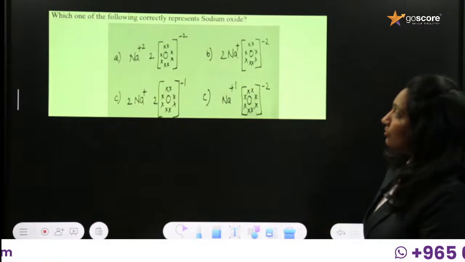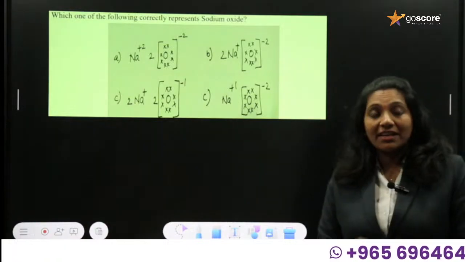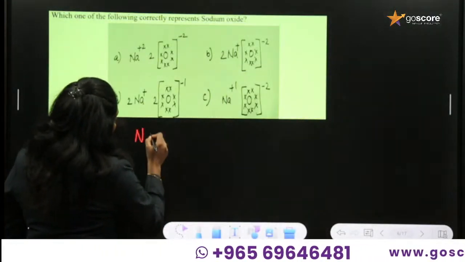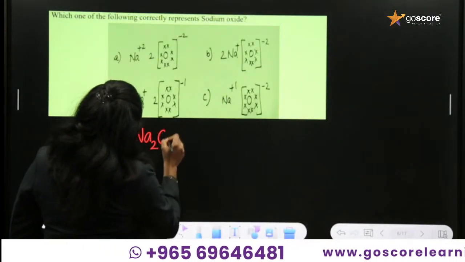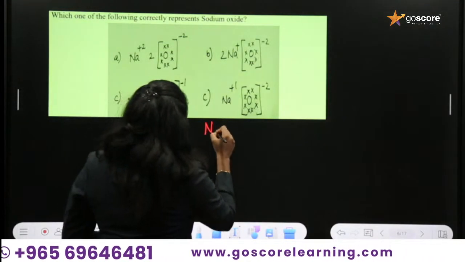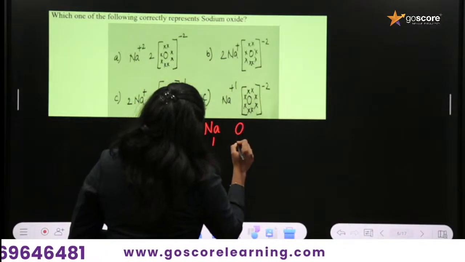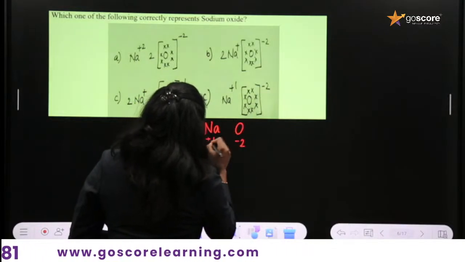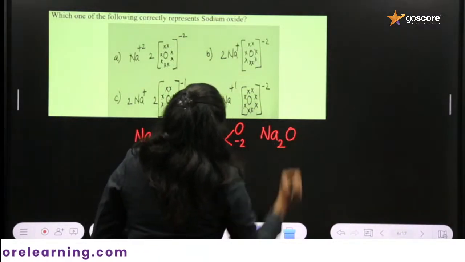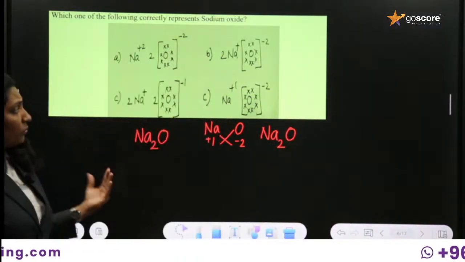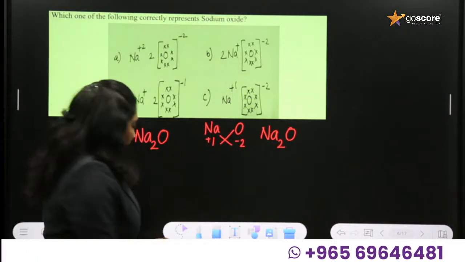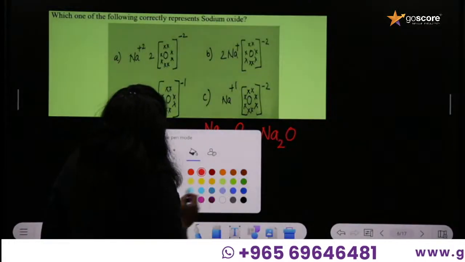Which one of the following correctly represents sodium oxide? So what is sodium oxide? It is Na2O, right? We know that the valency of sodium is 1 and that of oxygen is -2, right? So when you cross, it will be Na2O. Okay. So now I want to represent the electron dot structure of sodium oxide. Let's see how we can write the electron dot structure.